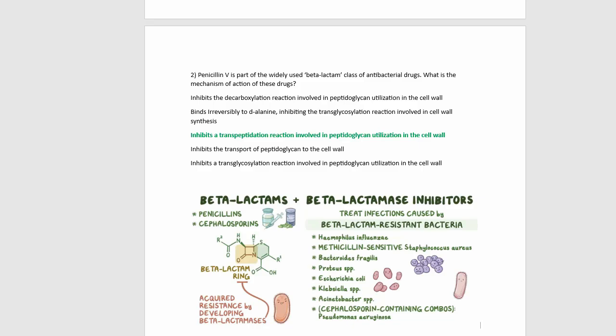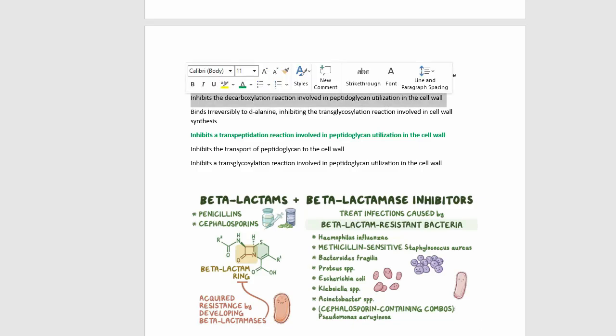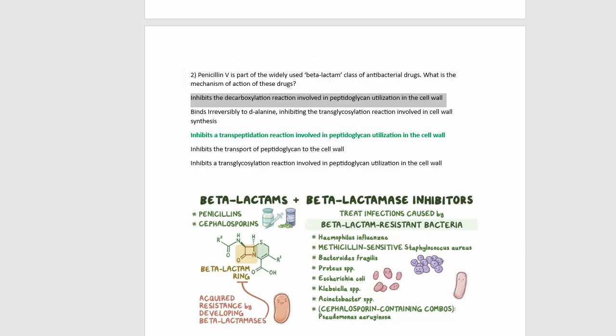So it's not number 1, as penicillin inhibits a transpeptidation reaction rather than decarboxylation. So we can rule number 1 out. It's not number 2, as penicillin mimics the terminal D-ala part of the side chain, which is recognized by the transpeptidase. It doesn't inhibit it, it mimics it.